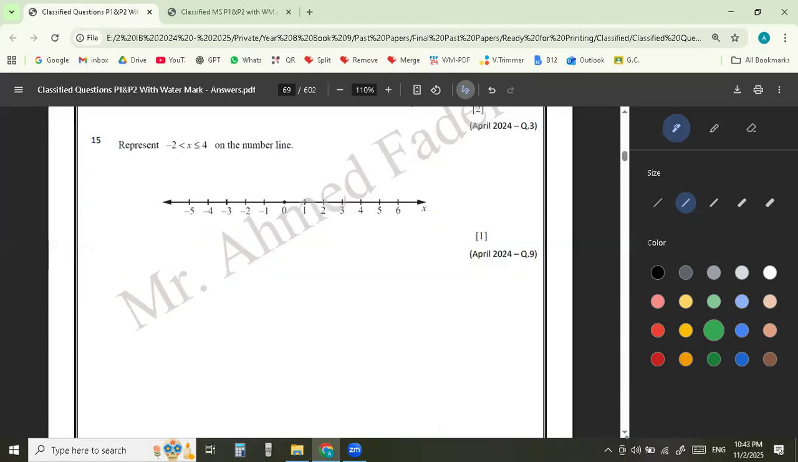Represent. X is greater than -2, but the -2 is not included. Less than or equal to 4, but the 4 is included. So I must shade it this way. We connect them, mister.